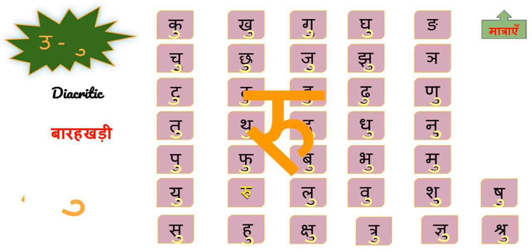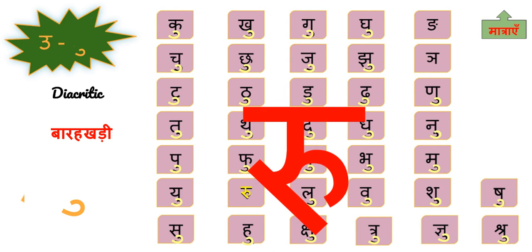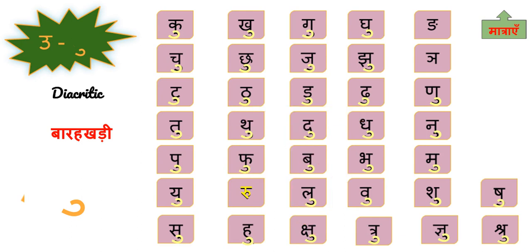R is a different letter. When this choti u ki matra is represented on R, it looks like this. Rest all consonants will have this choti u ki matra at the bottom of the letter, whereas R takes it beside it. And the shape looks like this.